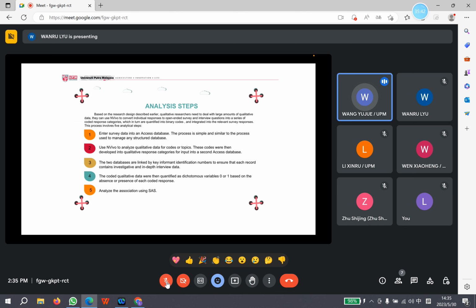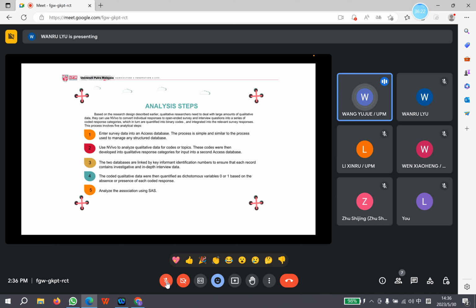Based on the research design described earlier, qualitative researchers need to deal with large amounts of qualitative data. They can use NVivo to convert individual responses to open-ended survey and interview questions into a series of coded response categories, which in turn are codified into binary codes and integrated into the relevant survey responses. This process involves 5 analytical steps.